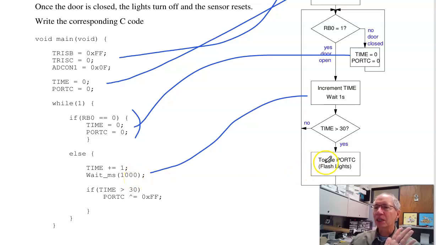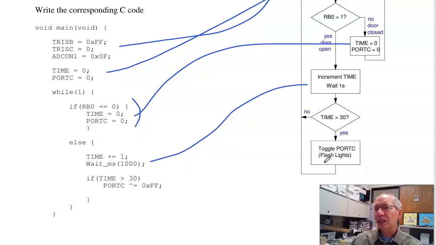I want to toggle the lights on port C, and there are a couple of ways to do this. If time is greater than 30, I want to toggle all the LEDs. One way to do that is exclusive OR with FF. Exclusive OR with 1 is a toggle. Another way to do it is a tilde, port C. That takes the ones complement.